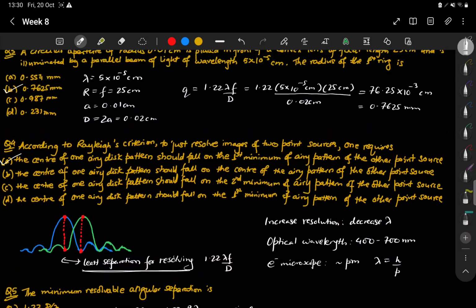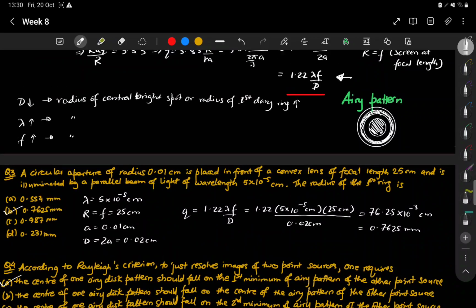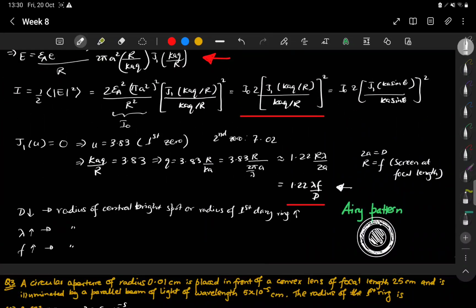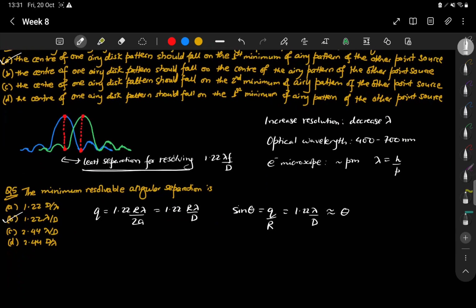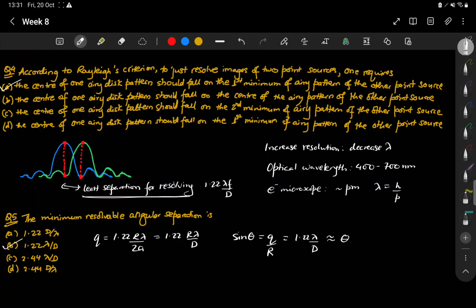So in this question we combined the concepts done in question 2 and question 4. In question 2 we saw what is the radius of the first dark ring, and in question 4 we saw that that very same radius of the first dark ring is the least distance for being able to resolve two closely spaced point sources. And from that least distance we can find the least angular separation as well. So pretty simple and straightforward. I hope there is no concern regarding this.